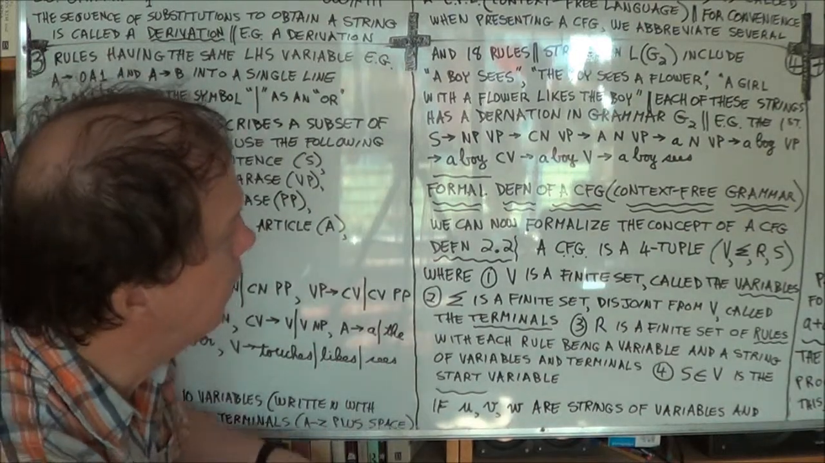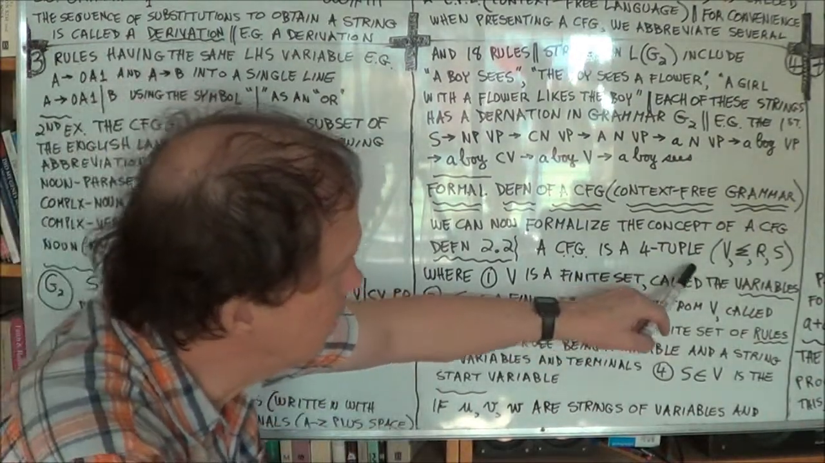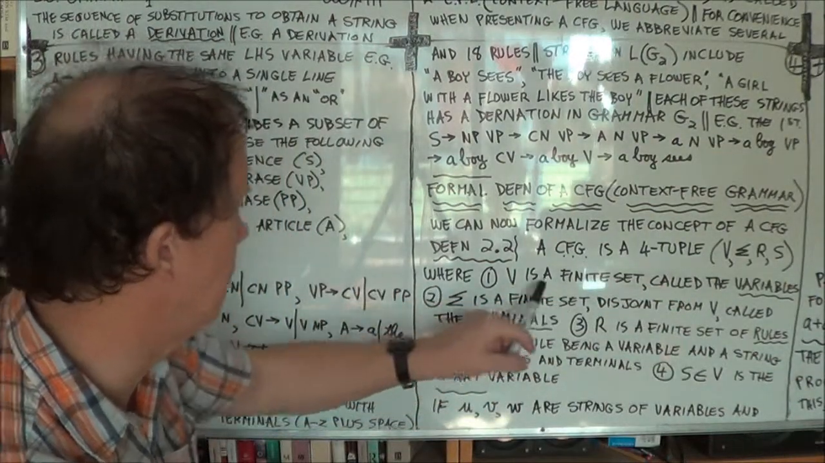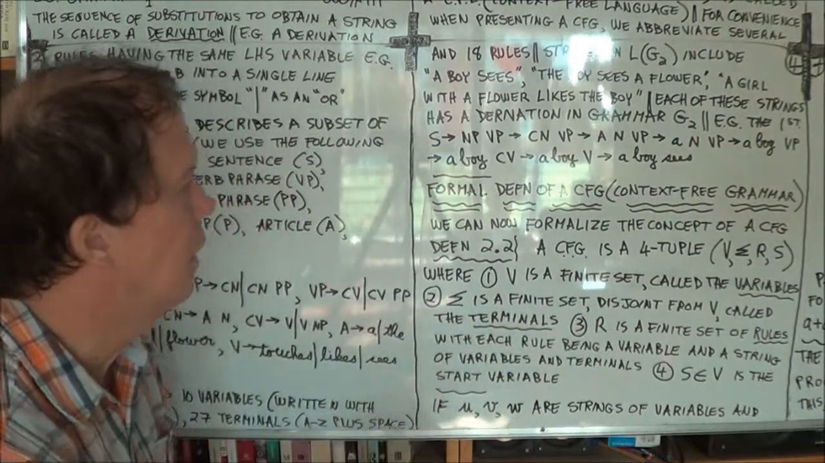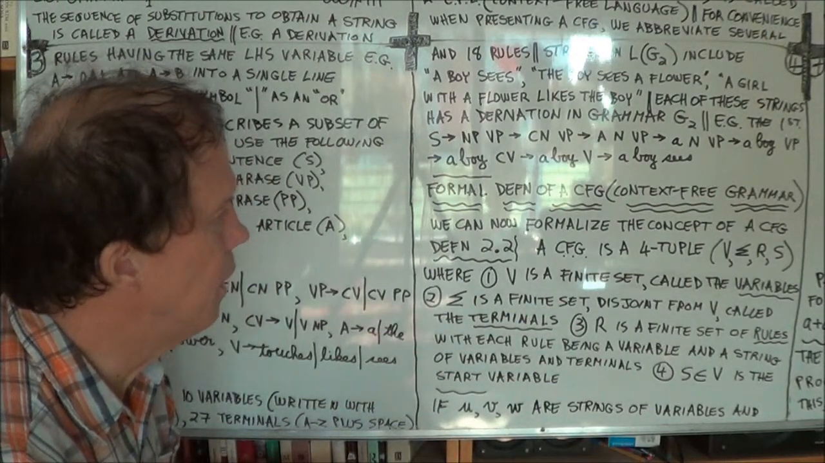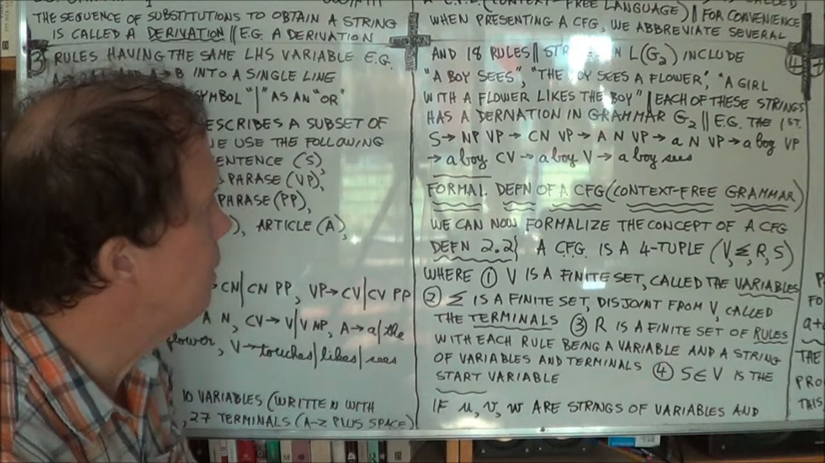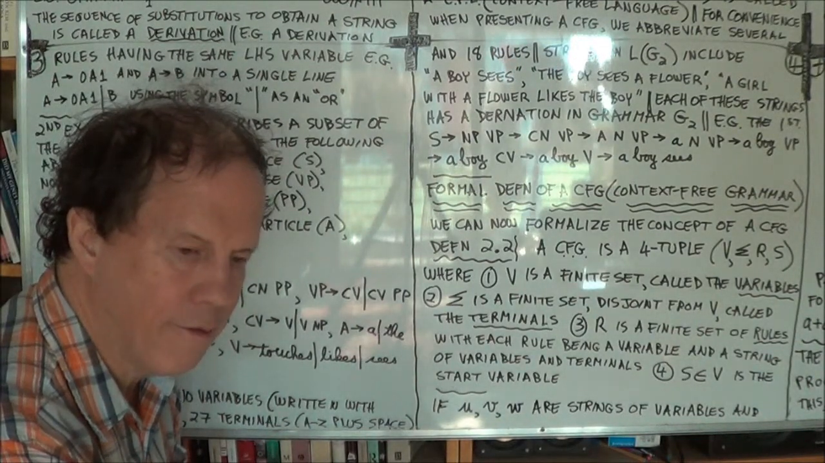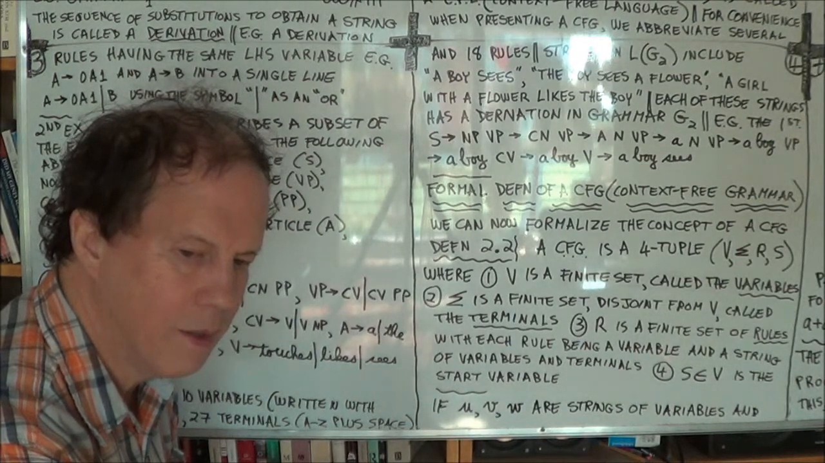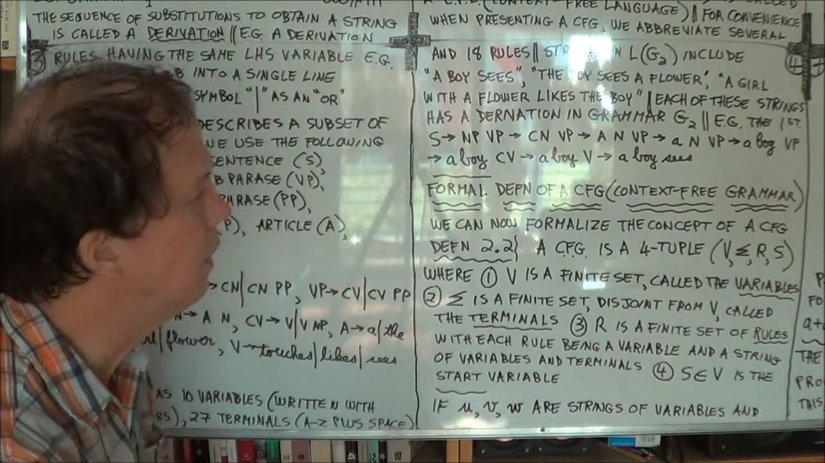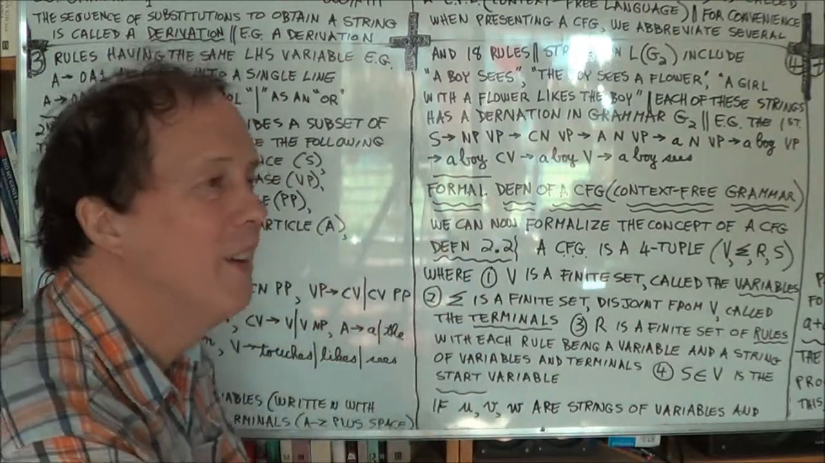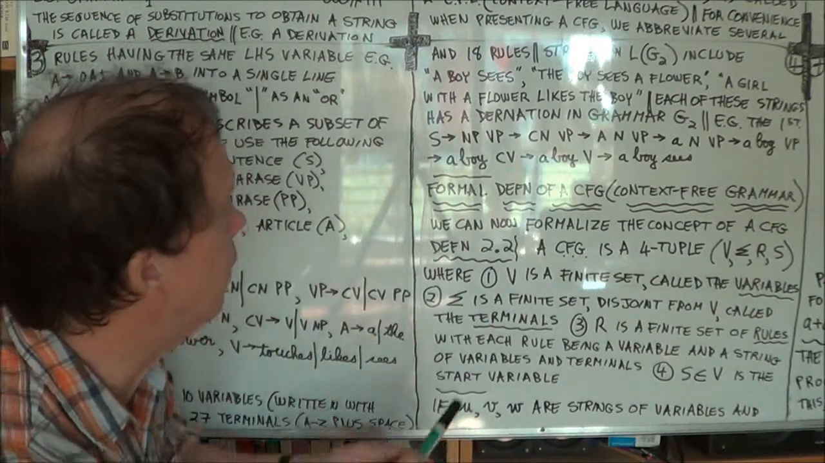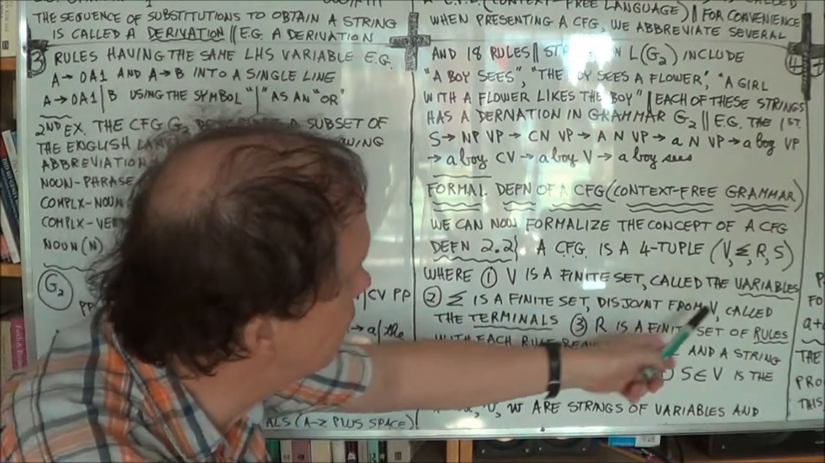So here's your 4-tuple with those four things. So V is your finite set of variables. So a context-free grammar is a finite set. It's finite. That's not made explicit. Sometimes I think aloud. That was not made explicit by Sipser. Anyway, all right. So V is a finite set of your variables.